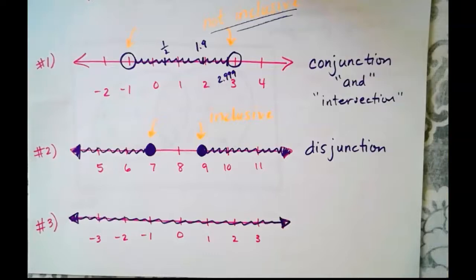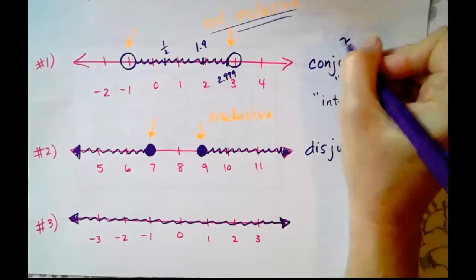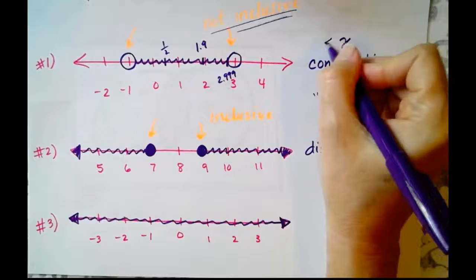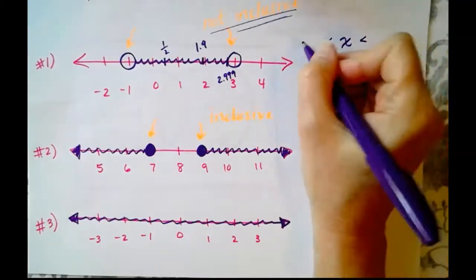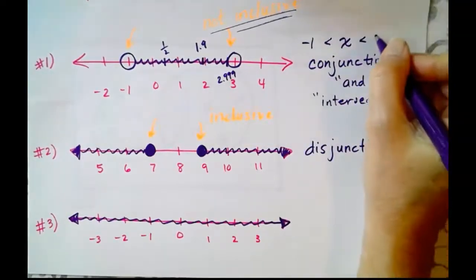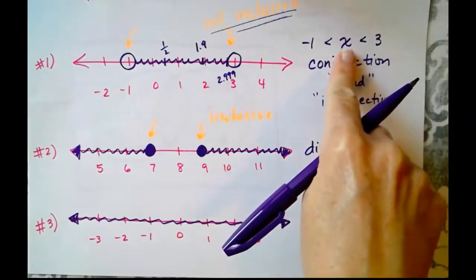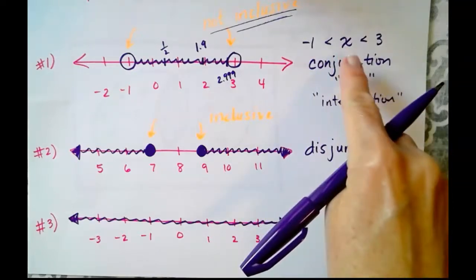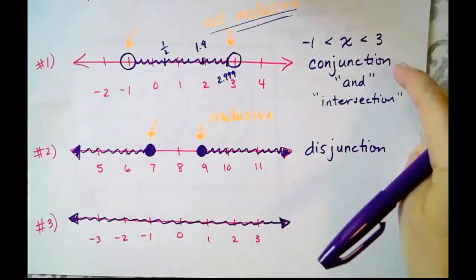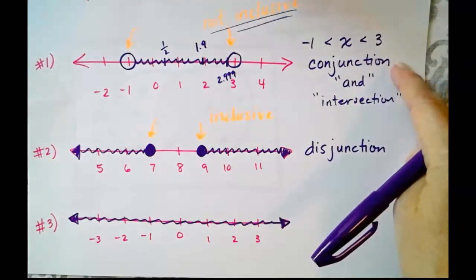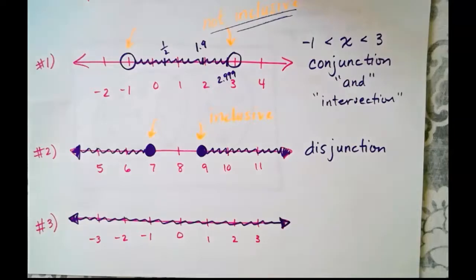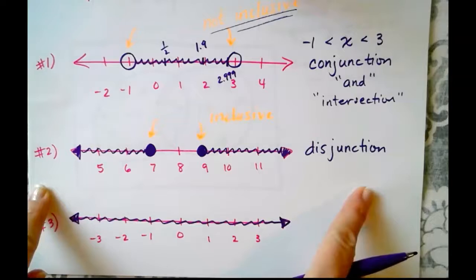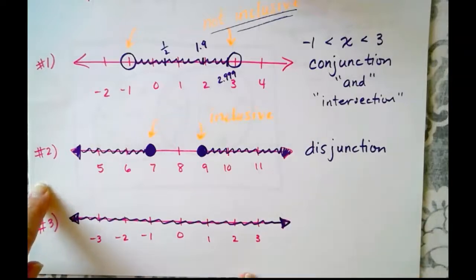So if we were to write this as an algebraic inequality, x is in the middle, and it's between, but not including, -1 and 3. So x, remember, x represents our answers. Our answers are bigger than -1 and less than 3. This is the conjunction of two sets, and it is an intersection. Let's look at number 2. Number 2 is like two trains going in the opposite direction, a disjunction of sets.